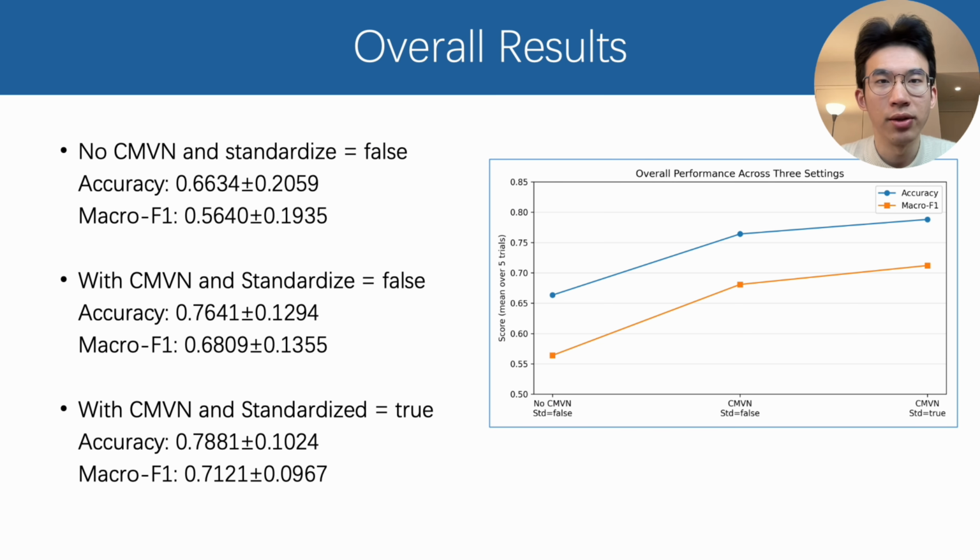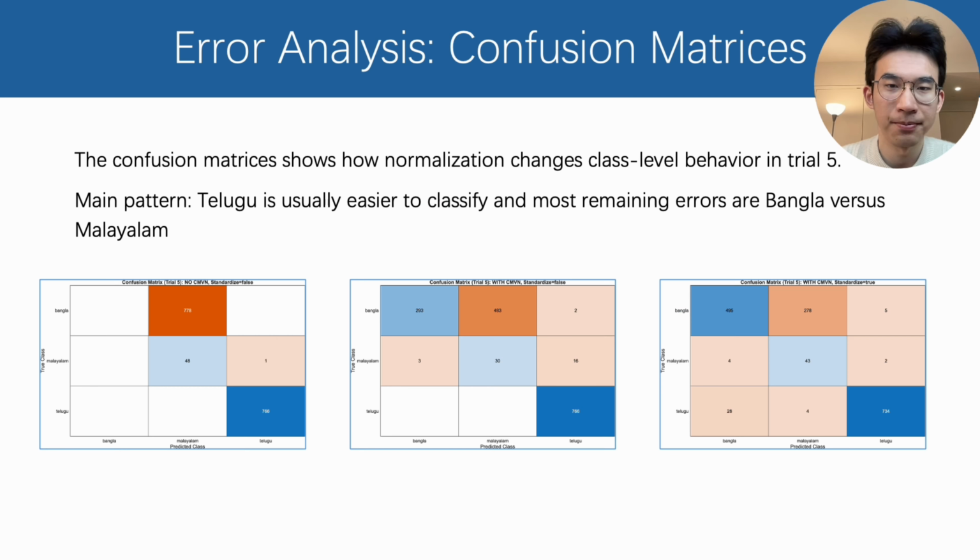This slide summarizes the results. The baseline without CMVN and without standardization is the weakest. Adding train set CMVN improves both accuracy and macro F1. The best overall setting is CMVN with SVM standardized enabled. It reaches 0.7881 accuracy and 0.7121 macro F1, and it also has the lowest variance across trials.